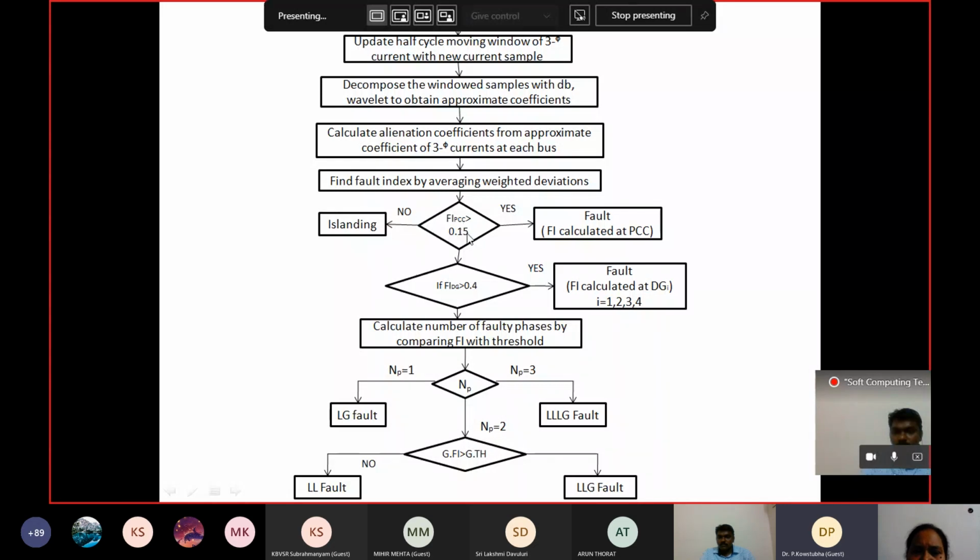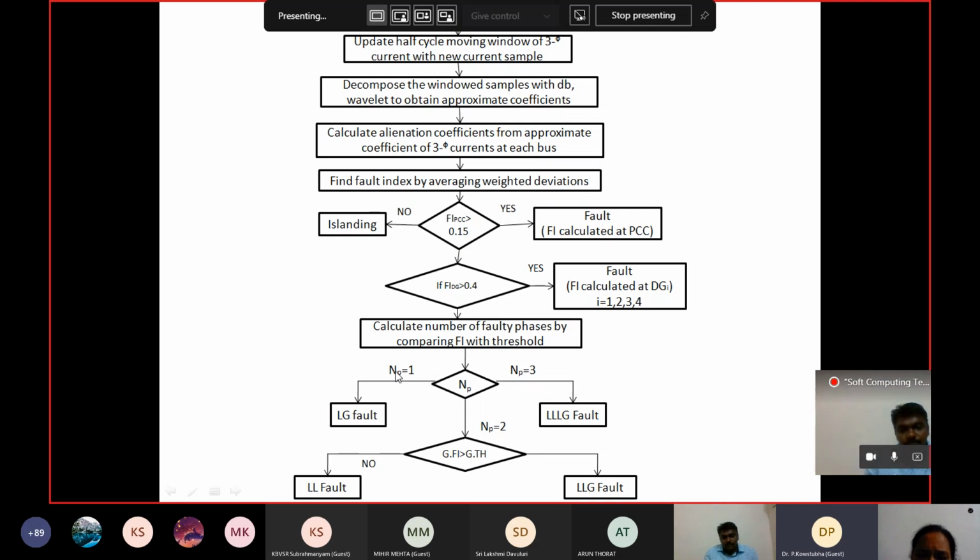Here, if the fault index is greater than 0.15, it is the fault condition. Otherwise, if it is less than 0.15, it is the islanding condition. Then at PCC, greater than 0.15 is a fault condition at PCC, whereas greater than 0.4 is a fault condition at DGs. Then whether it is a single phase fault, a double line fault or a 3-phase fault, we have to consider the number of phases.